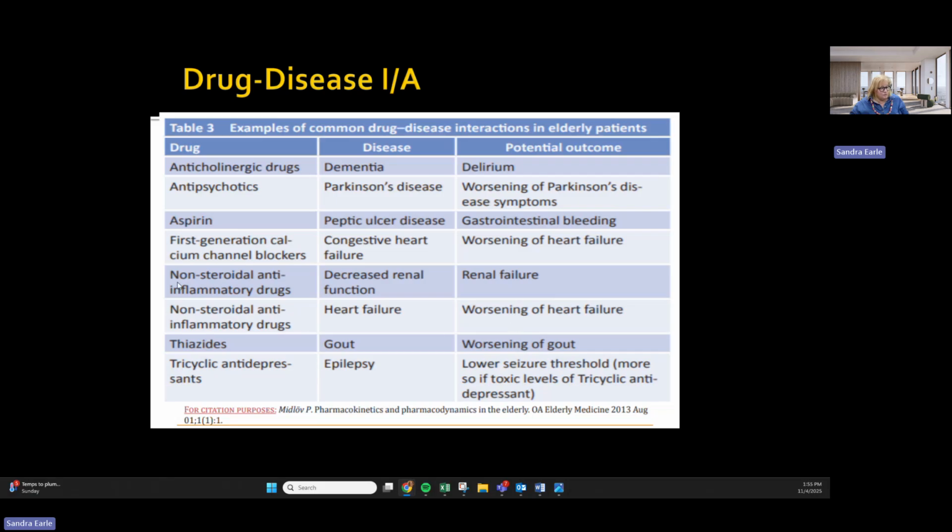We use a lot of non-steroidals in this group, so it doesn't mean you can't do it, you just have to be careful. Thiazides and gout. Thiazides will worsen gout. Tricyclic antidepressants with epilepsy. Tricyclic antidepressants can lower the seizure threshold, and that's even more enhanced in the elderly. And I think that's it.